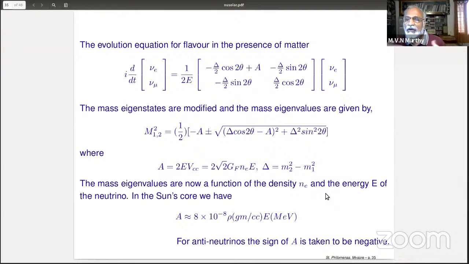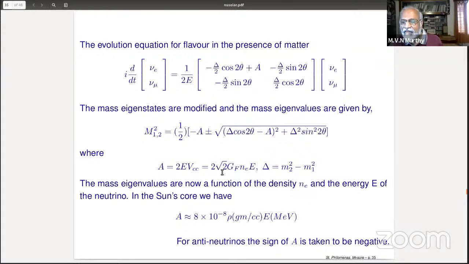So now, how do you calculate the evolution in matter? This is a bit involved. If I have to go through it, I need a lot more time. So what I will tell you is that you can write the Schrodinger equation for the evolution of the electron neutrino and the muon neutrino in the presence of matter. This A is a term which includes the effect of matter, and it can be calculated to be 2 times the energy of the neutrino times the potential that I discussed in the previous slide.